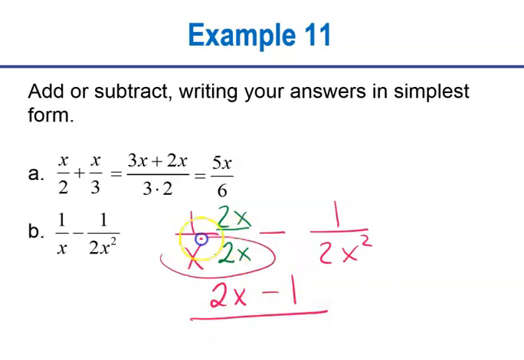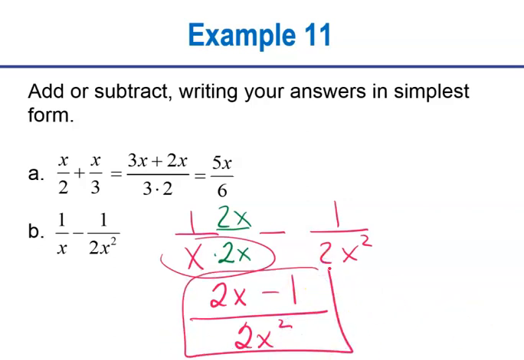Notice this denominator right here is 2x squared, and they match. And that is the final result. Now, why can't I cancel this 2 and this 2 and this x and one of those x's? Because you can't cancel part of addition or subtraction.